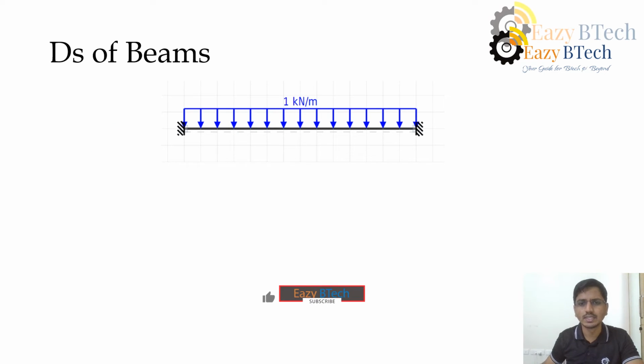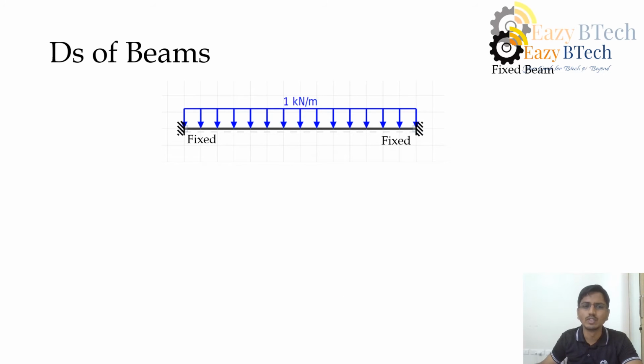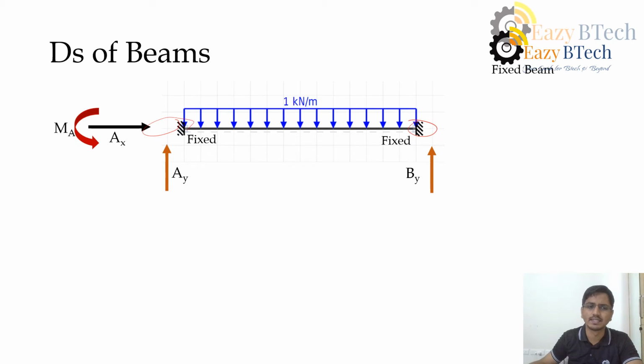So this is a beam. We call this one a fixed beam. Why? Both ends are fixed here. For a fixed end, we'll get three reactions: horizontal, vertical, and moment. Here also horizontal, vertical, and moment.